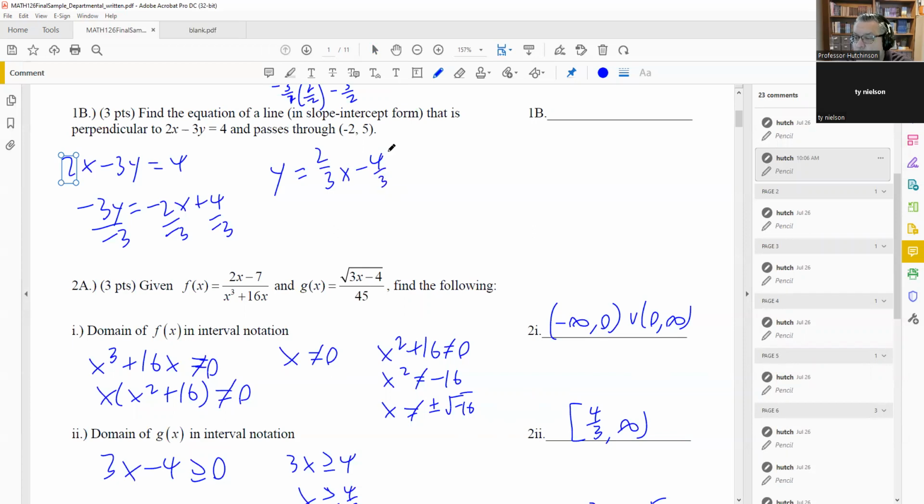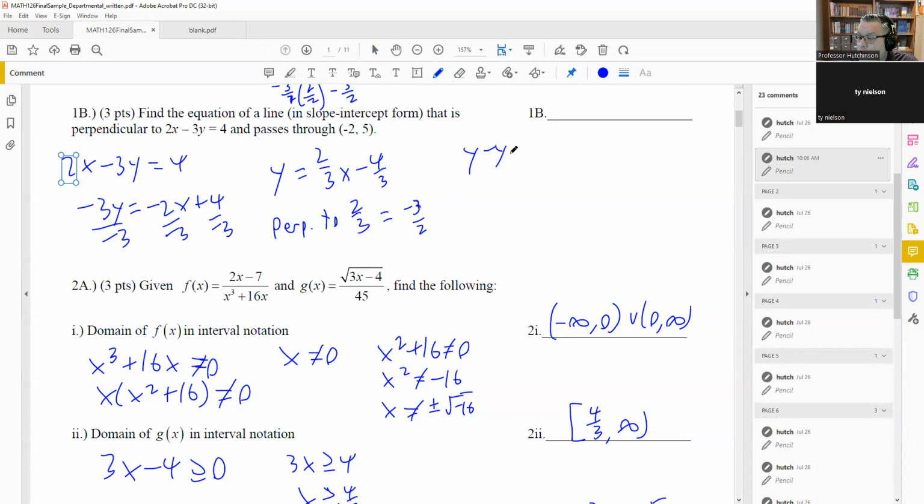And then we don't really care about the b value here. We only care about the m value. So 2/3 is the one that we want. So perpendicular to 2/3 means that we have a slope of opposite reciprocal slope. So negative 3/2. You flip the fraction and make it opposite sign. So my new line has to have a slope of negative 3/2.